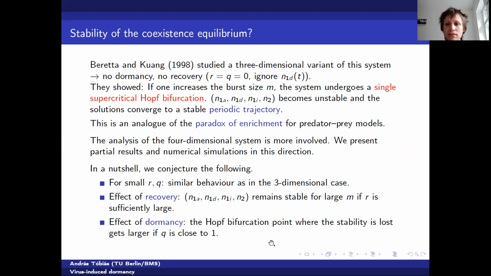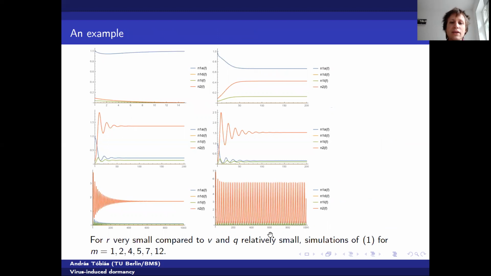And the effect of dormancy is that the bifurcation doesn't disappear, but it gets delayed. So you have to choose a larger m in order to see this periodic behavior if q is close to 1. Okay, now here's a numerical example. This is a case where r and q are small.